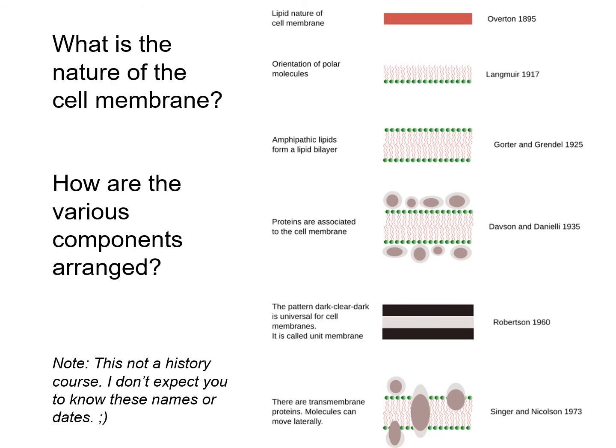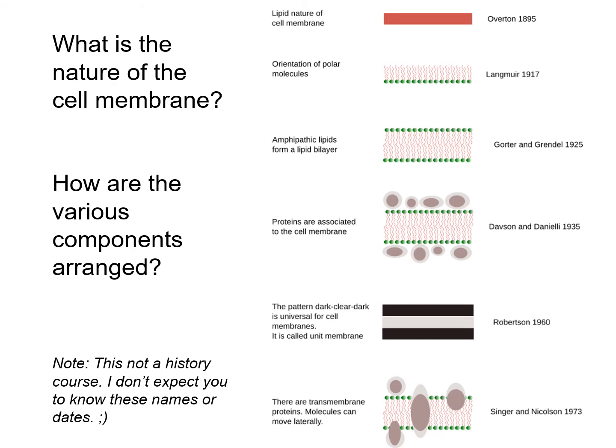So in 1895, a guy by the name of Overton did some experiments where he collected plasma membrane. It's not that difficult actually to collect up red blood cells, split them open, rupture them, and then collect the membrane as a layer on the surface of a water bath. And that's what he did, and that's what subsequent researchers did to collect these membranes. Now, again, this is not a history course, so I don't expect you to know these names or dates.